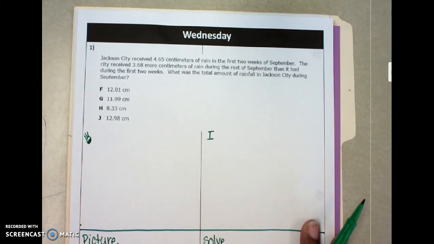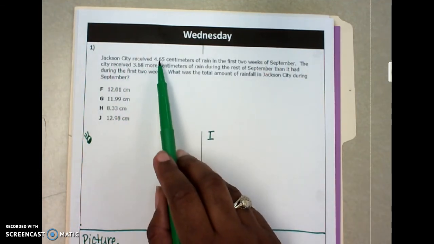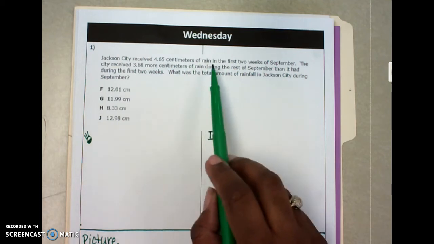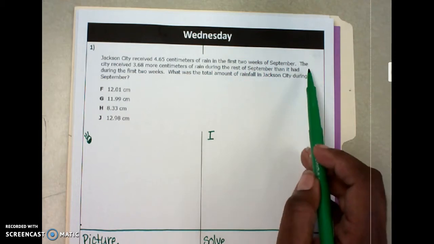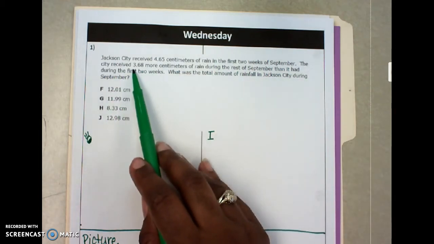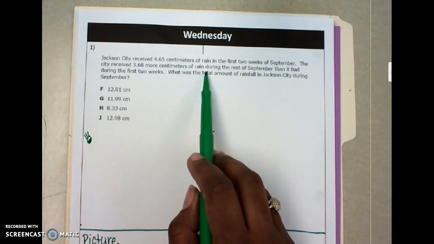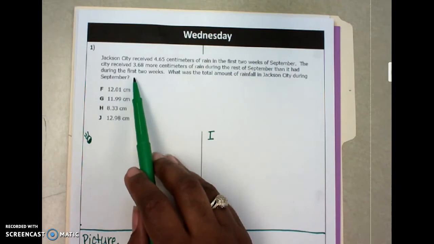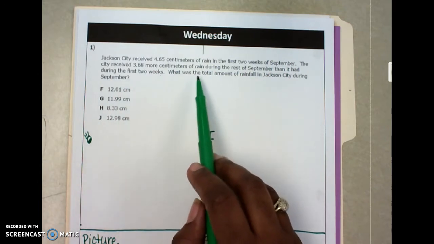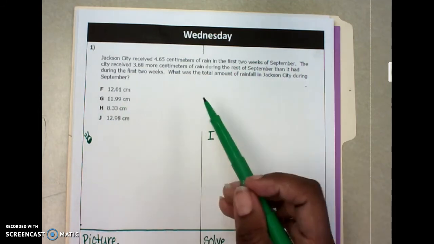So I'm going to go ahead and read. It says Jackson City received 4.65 centimeters of rain in the first 2 weeks of September. The city received 3.68 more centimeters of rain during the rest of September than it had during the first 2 weeks. What was the total amount of rainfall in Jackson City during September?